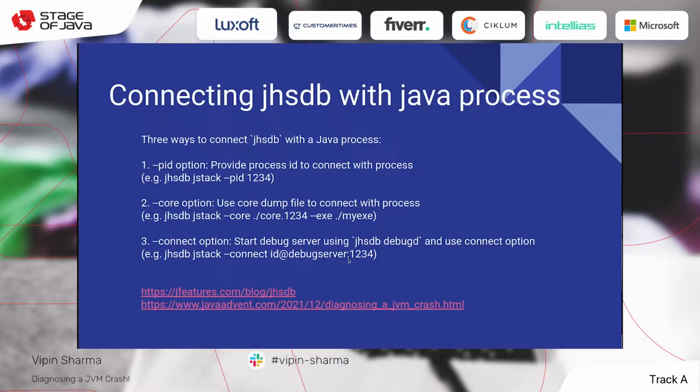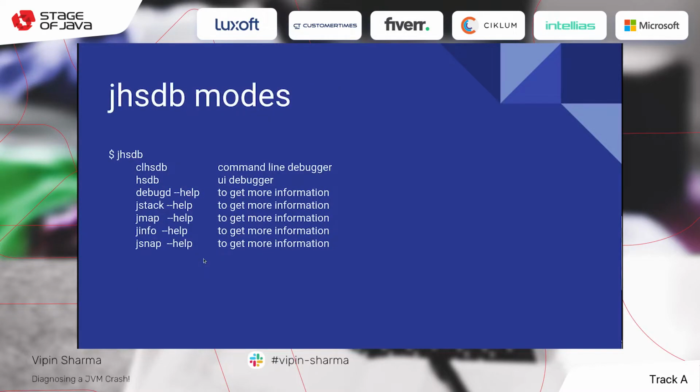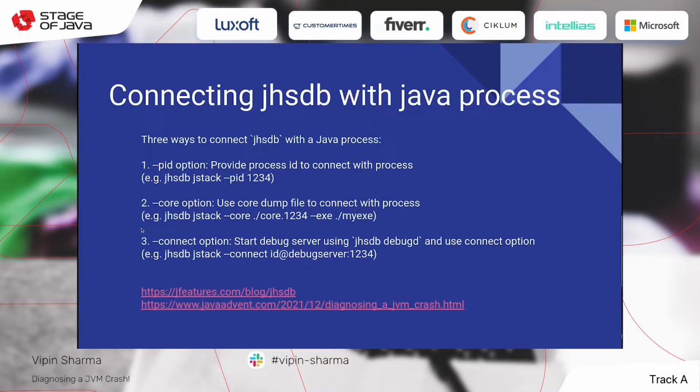Now, one important thing is we are using jstack here for all the examples: JHSDB jstack for PID, core, and connect, all the examples. But you can use jmap, jinfo, jsnap as well. In this way it becomes a normal jstack, normal jmap command.